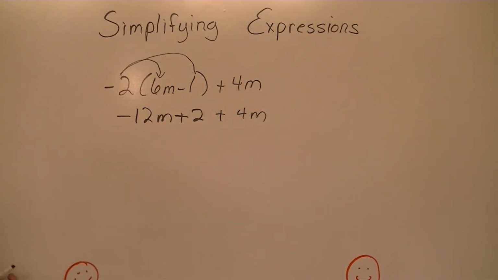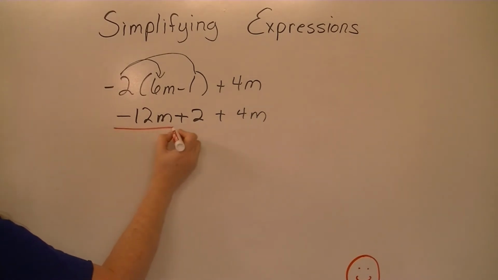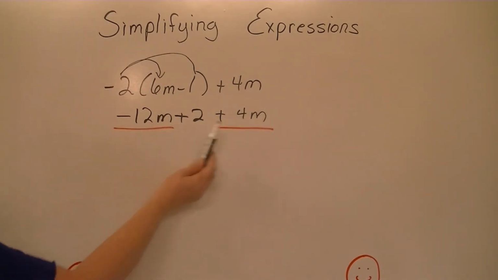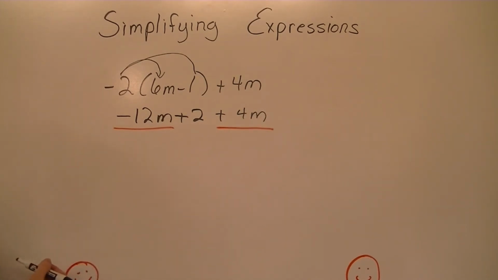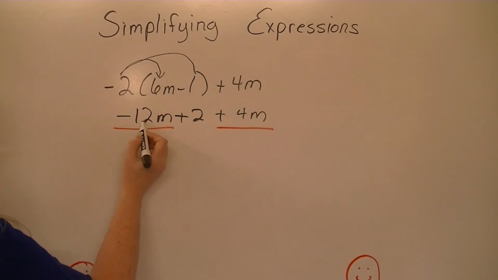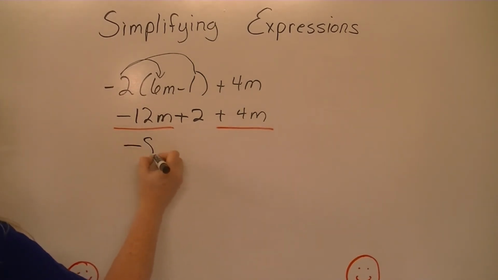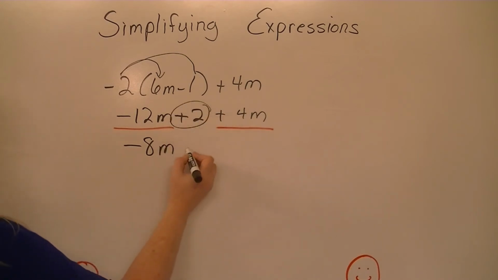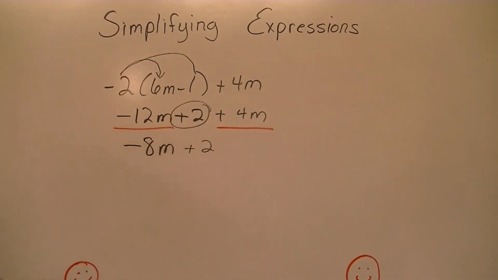Now I'm going to look for like terms. Terms that have m's. Well, here's one, and here's one. This one's negative, and this one's positive. So they're not the same sign, they're different. So I'm going to subtract, keep the sign of the bigger number, so it's going to be negative 8m. And then I just have one number right here, plus 2, and that's the answer simplified. Let's take a look at another one.